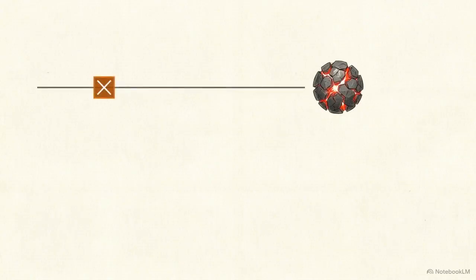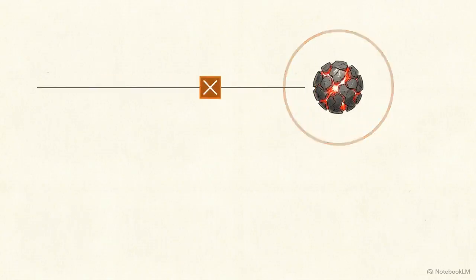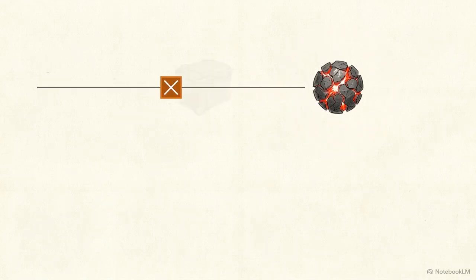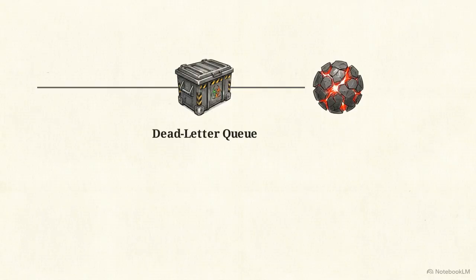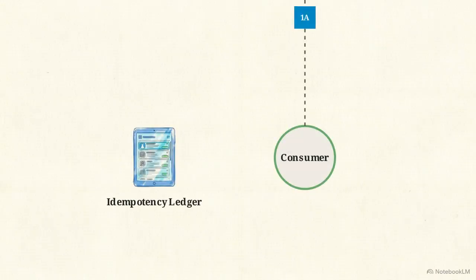But if a payload is corrupted, retries will cycle endlessly, blocking the queue. To prevent this, the broker diverts the perpetually failing message into an isolated holding bin called a dead letter queue. Dead letter queues prevent poison messages from clogging the pipeline.